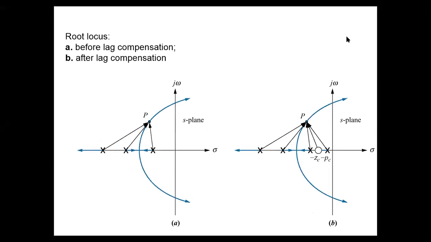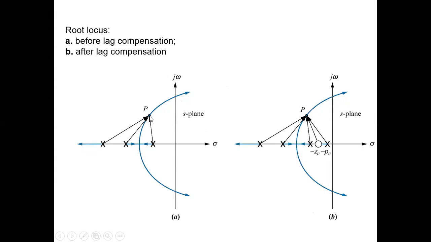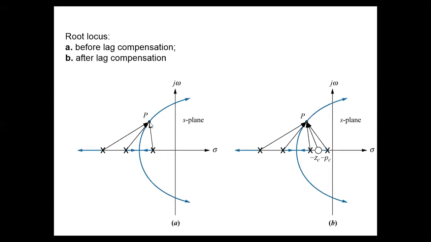Here we can see the effect on the root locus of adding the lag compensator. The uncompensated system's root locus is shown in figure A, where point P, this point, is assumed to be the dominant pole. If the lag compensator pole and zero are close together, the angular contribution of the compensator to point P is approximately 0 degrees. Thus, in figure B, where the compensator has been added, the point P is still at approximately the same location on the compensated root locus.